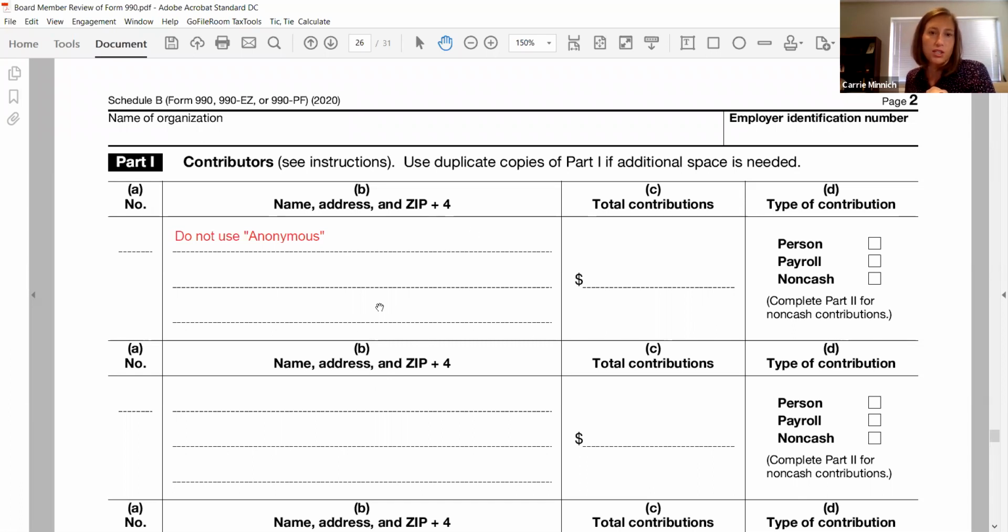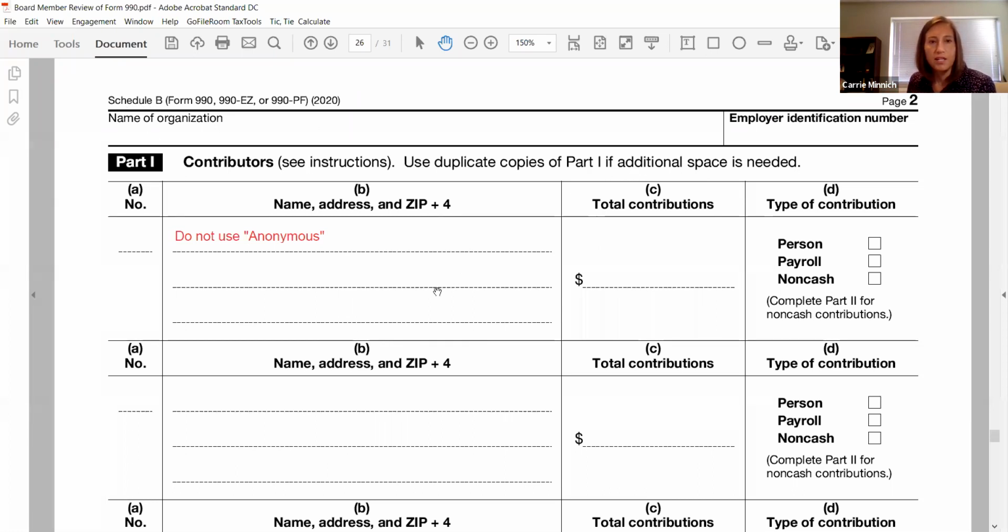In this middle section here, we need to list the name and address of the contributors and then how much each gave during the year. The IRS does not like to see the word anonymous. The IRS has decided that if you as a nonprofit organization received gifts from someone, there should be a way for you to figure out who that donor is. So again, try to not use anonymous as much as possible.